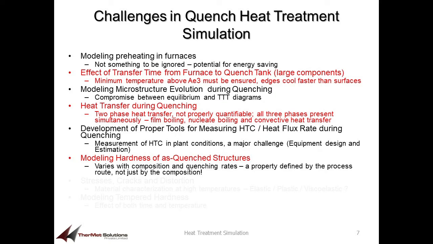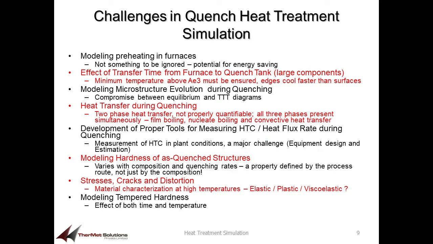Modeling hardness of quenched structures: hardness varies with composition and quenching rates, a property defined by the process route, not just by the composition. The most important aspect is that you have to follow the process as it cools down. The final stage does not reflect the final properties. Stresses, cracks, and distortion are also important to simulate. So, material characterization at high temperatures: does it behave elastically, plastically, viscoelastically? So these are the issues and challenges in quench heat treatment simulation. Modeling tempered hardness is also needed, as it is an effect of both time and temperature, which also have to be modeled.